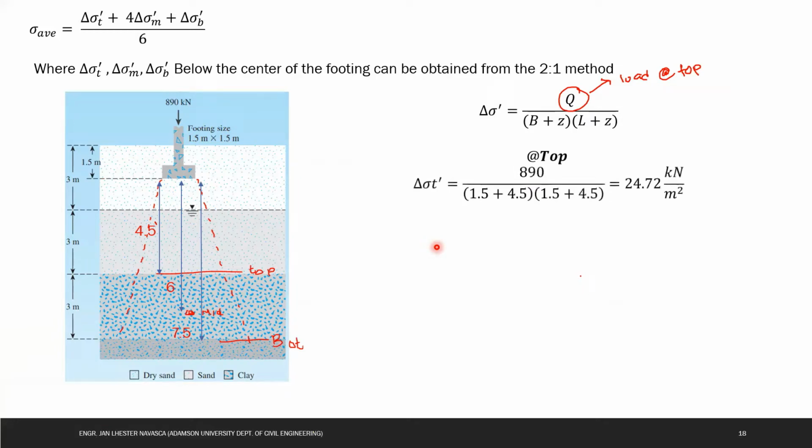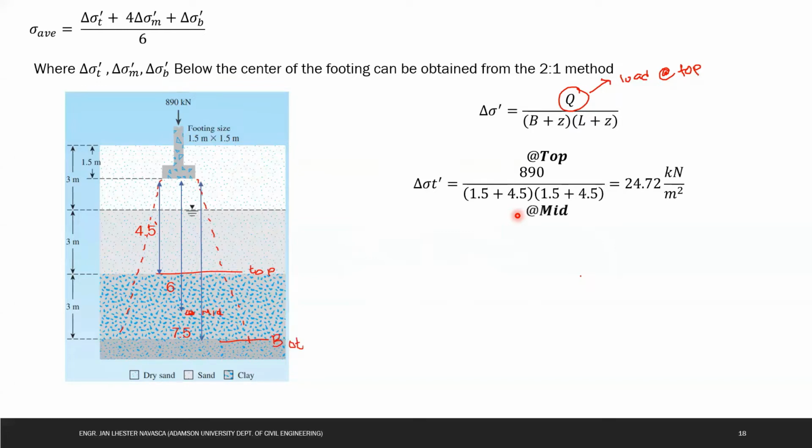So delta sigma prime T. So your load at top is 890 over 1.5, which is your B. Then the projection from the bottom to the top of the middle clay layer, that is 4.5. And again, your L is 1.5 and the projection is 4.5. Therefore, you have delta sigma prime T of 24.72 kPa.